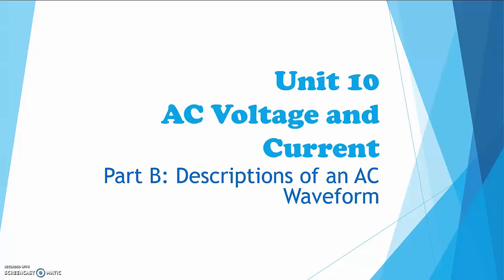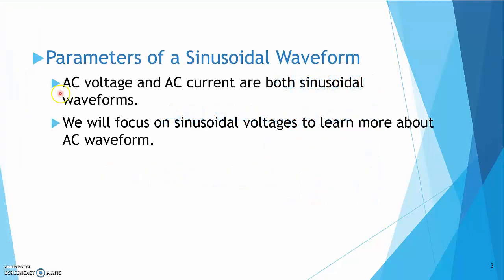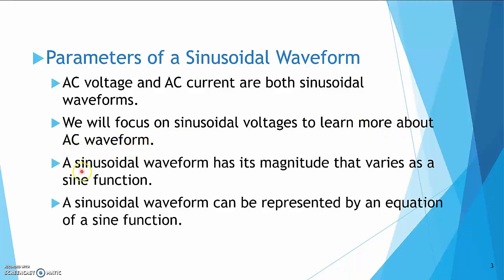Welcome to Unit 10, Part B, Descriptions of an AC waveform. In Part A, you have learned that AC voltage and AC current are both sinusoidal waveforms. Without loss of generality, we will focus on sinusoidal voltages in this part to learn more about AC waveform. A sinusoidal waveform has its magnitude that varies as a sine function, so it can be represented by a sine function equation.